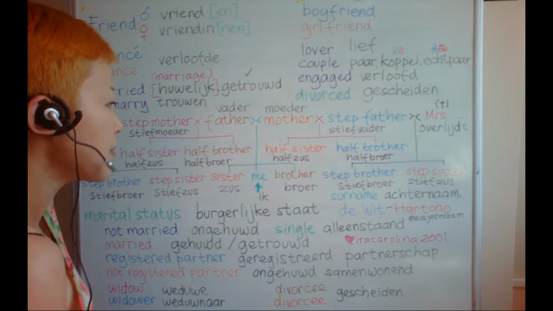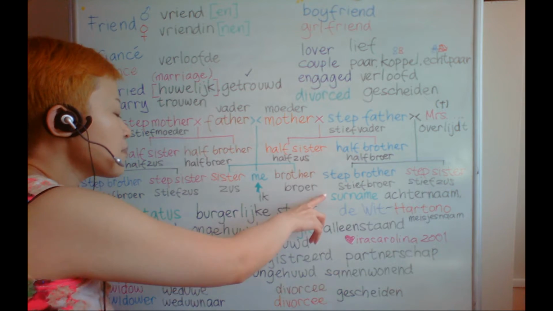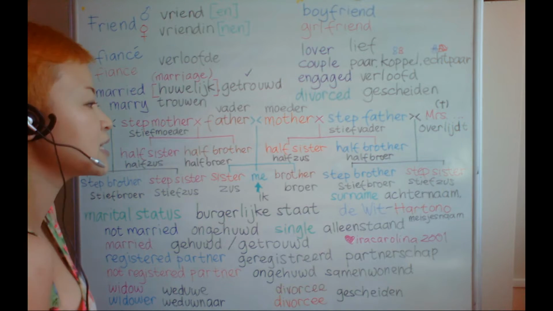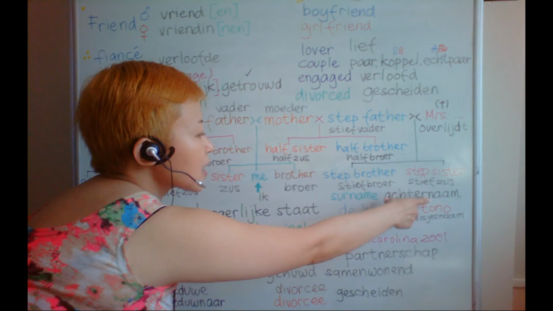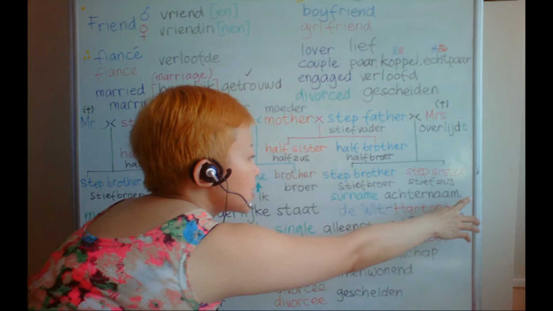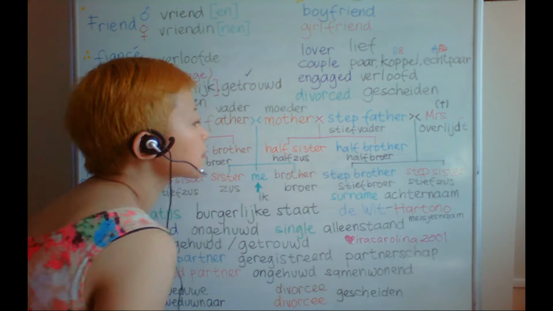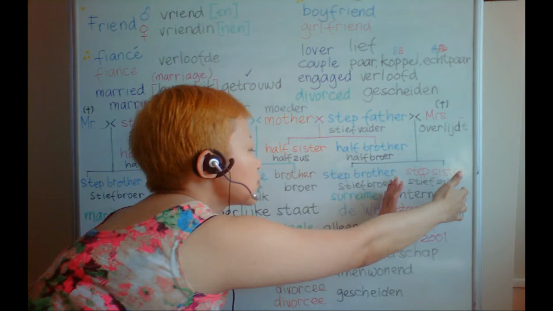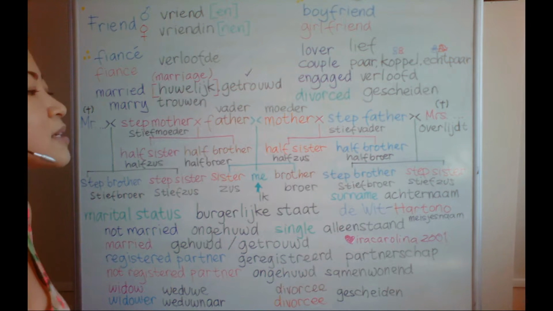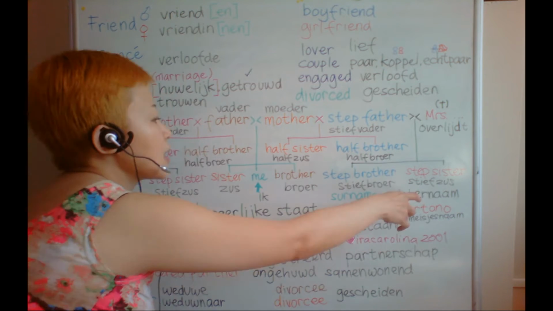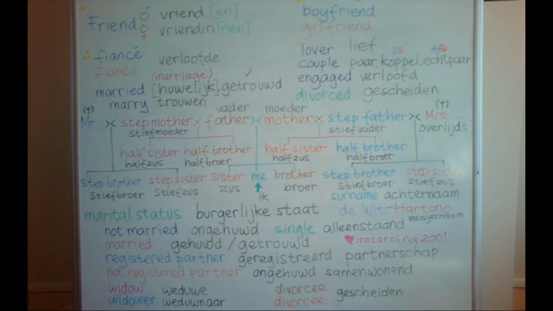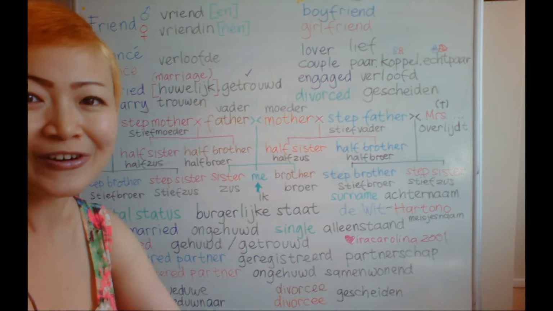Surname in the Netherlands language, or Dutch, is achternaam. Achter is back, naam is name. It becomes one single word. Achternaam. The name that you put at the back. Achternaam. Okay, thank you for watching.